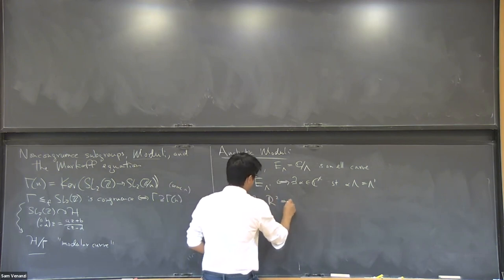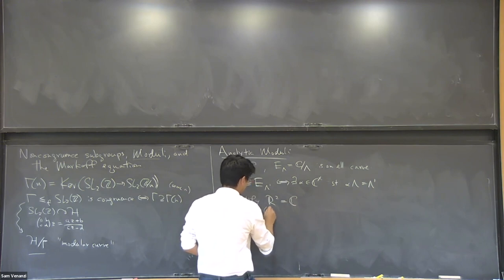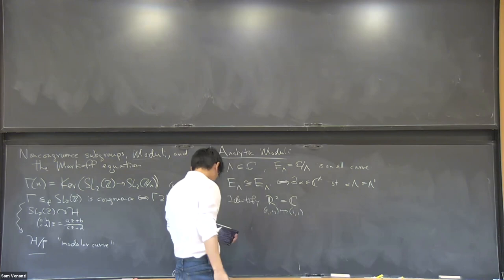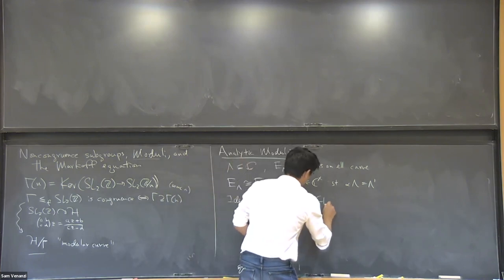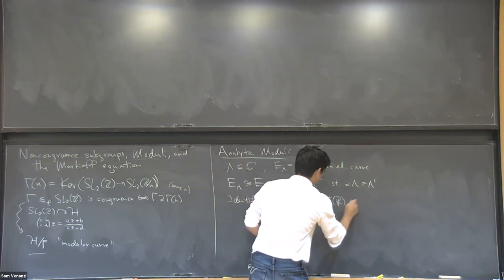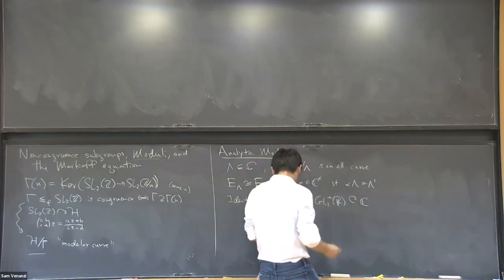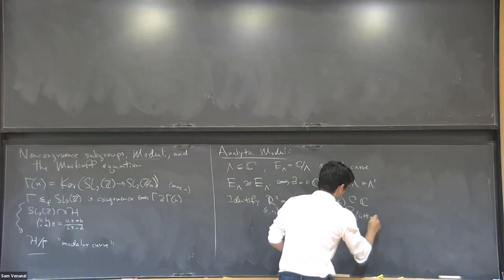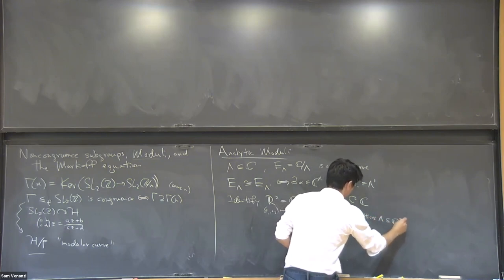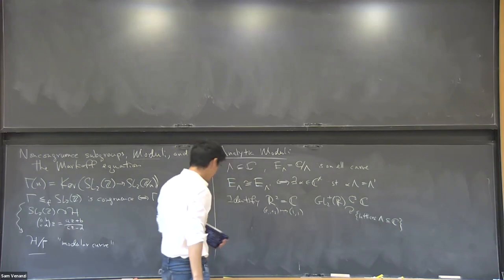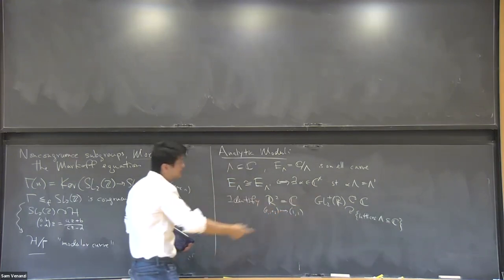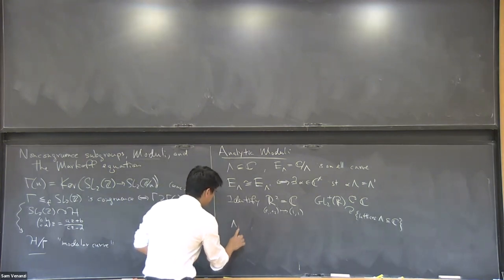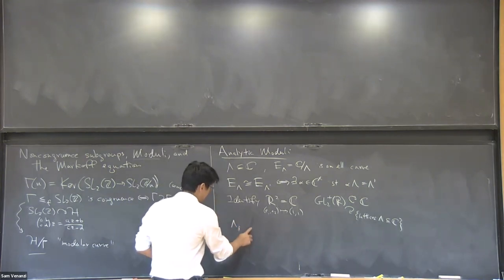So we can identify R squared, R^2, with C using the basis. The canonical basis maps to 1, comma i. And so we get an action of GL2 plus R acting on C, and so it acts on lattices Lambda in C. It's easy to see that this action is transitive. And so to understand this orbit space, let's just fix a particular lattice.